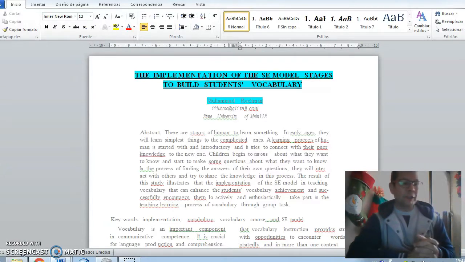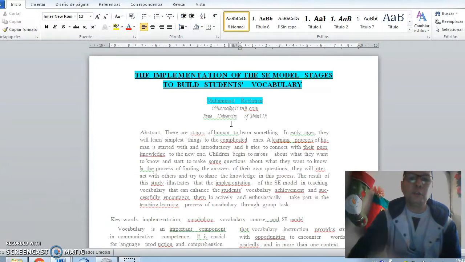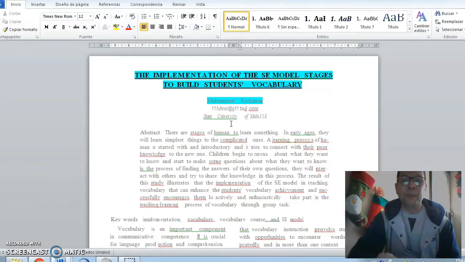The intention of this video is to analyze an article and determine if it is a qualitative research, a quantitative research, or both. The article is titled, as we can see it here, The Implementation of the 5E Model Stages to Build a Student's Vocabulary. And it was, as we can read it right here too, written by Mohammad Rochman. And he is part of the Malang State University.